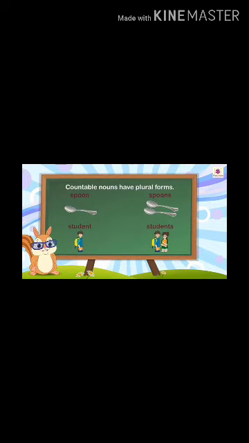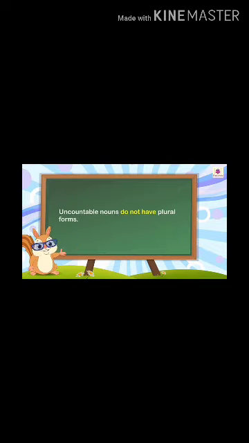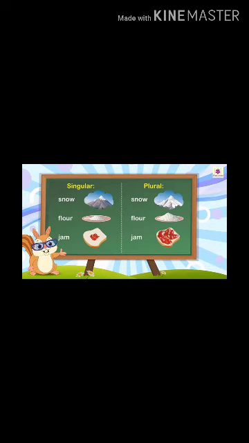So here you can see countable nouns have plural forms like spoon, spoons, that we can count in number. Students, we can count them in a class, like the teacher counts the students. So we all can count the students, spoons, the things. But uncountable nouns do not have plural forms, we cannot count them.